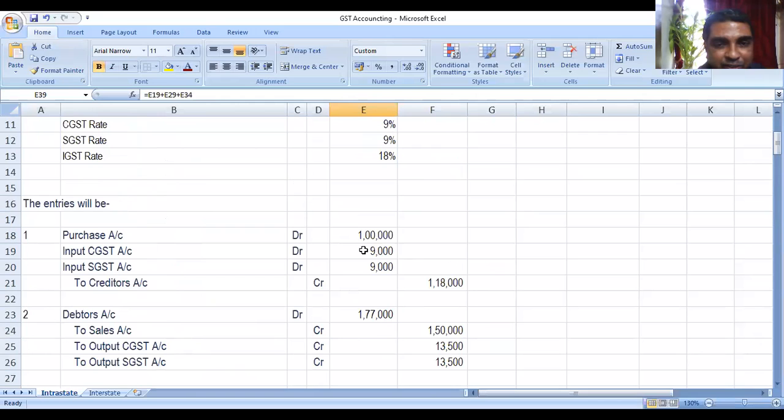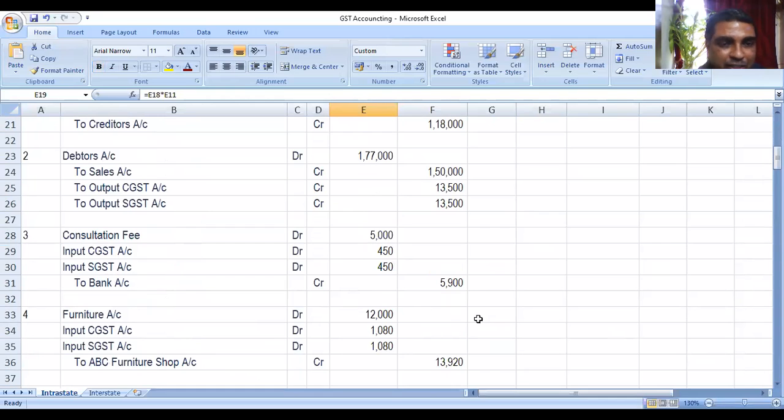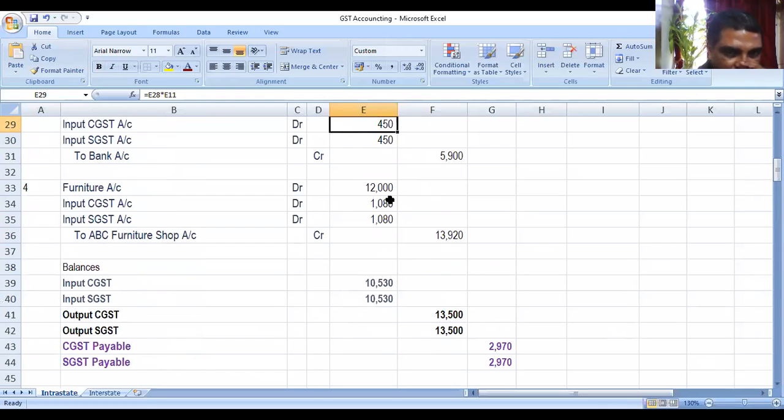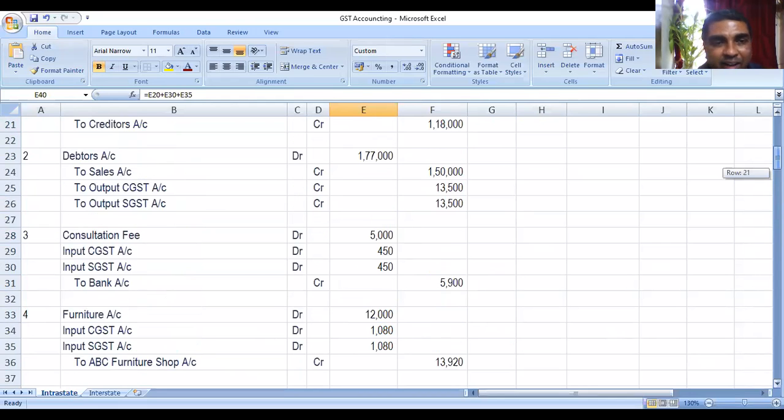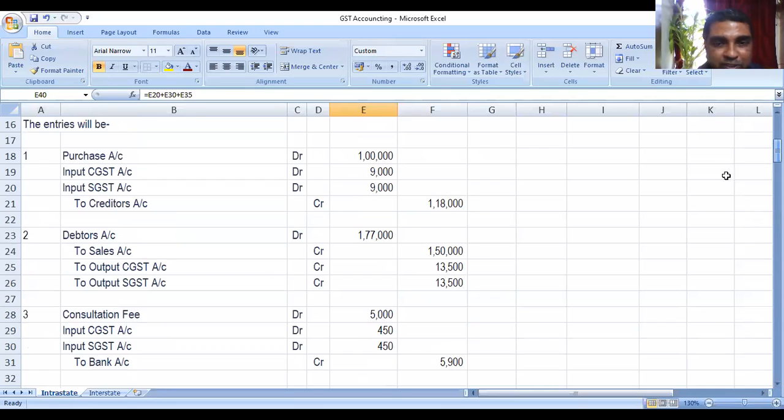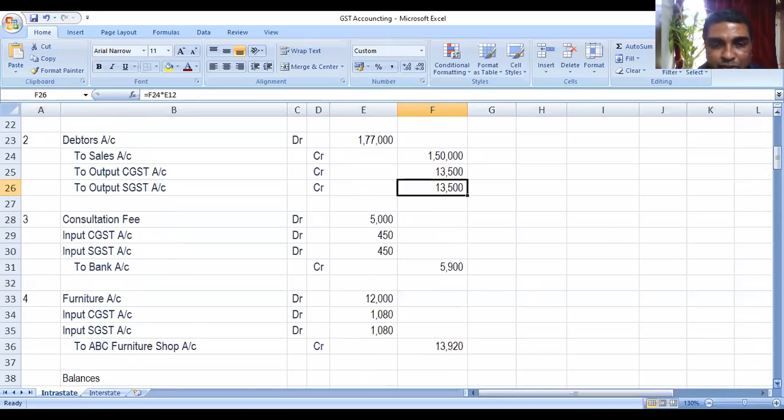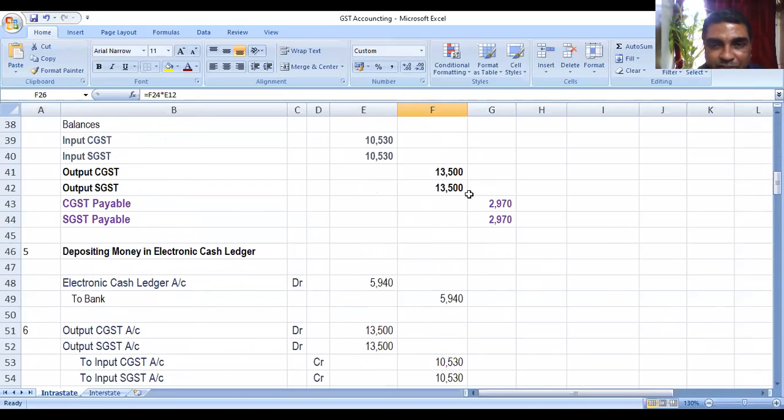First case, how much is available? When purchases are made and consultation fees are paid, 9,450, plus for furniture 1,080, total 10,530 is available as input CGST. Similarly, input SGST, the same amount, 10,530, is available. Output CGST, I have made sales, so the liability is 13,500. SGST liability is also 13,500.